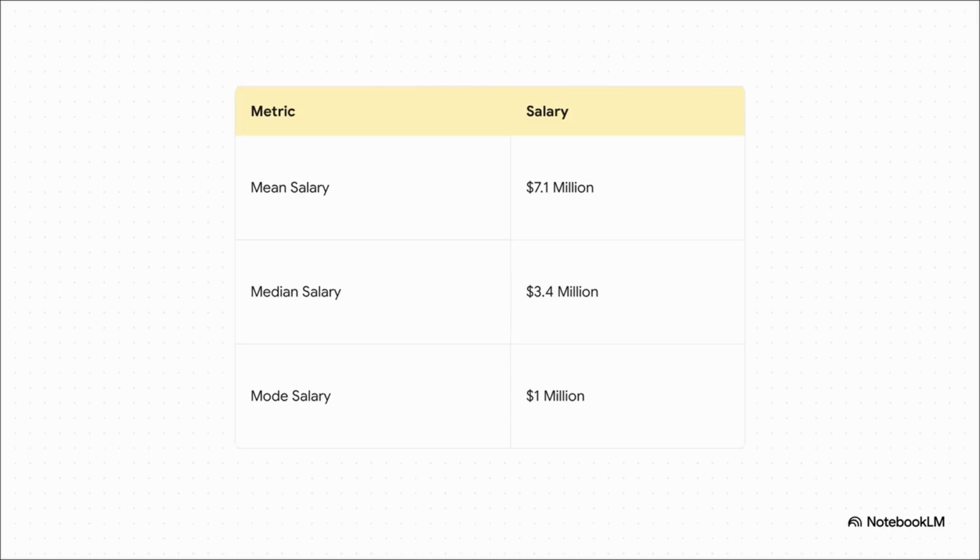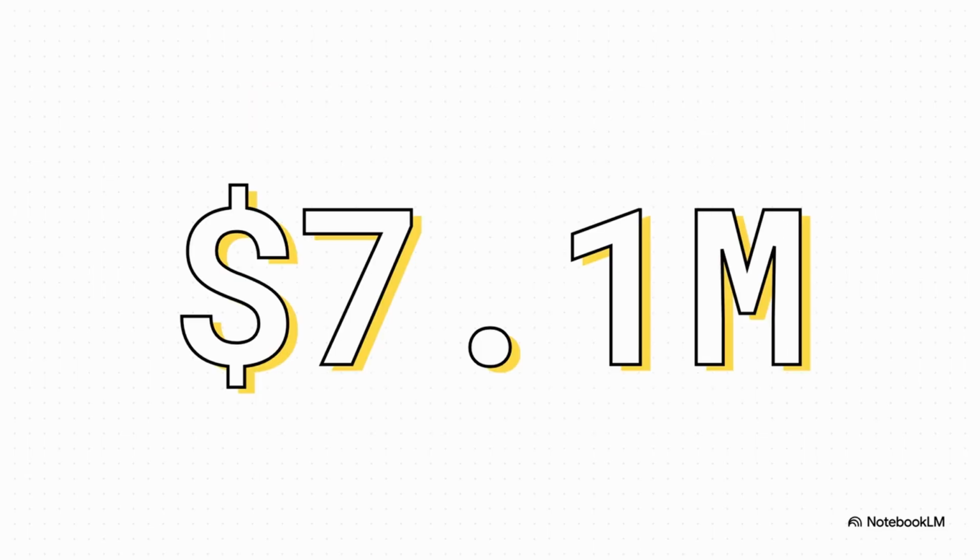Let's make this real with a really fun example. The salaries for all 434 NBA players back in 2017. When we look at the different ways to calculate the average, a really surprising and kind of complicated picture starts to emerge. So first, you have the mean salary. That's the one we all learned in math class, right? You add up all the salaries, divide by the number of players, and you get this whopping $7.1 million. Now, this number is heavily skewed by the massive contracts of just a few superstars, so it paints a picture of incredible wealth for pretty much everyone.